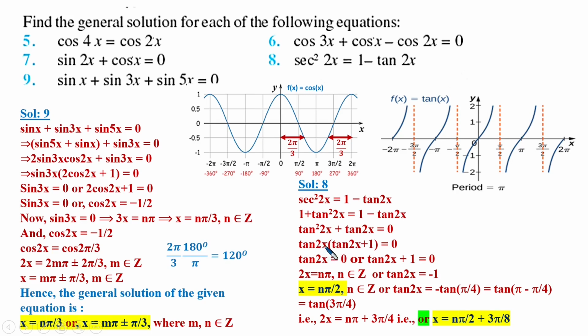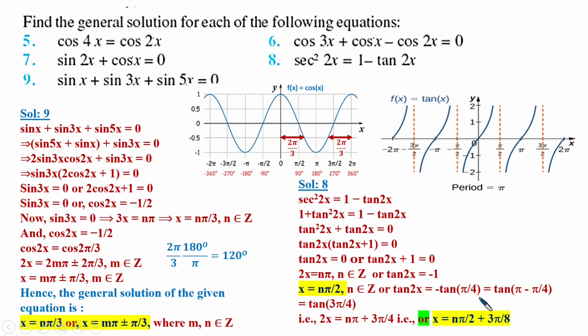So either this tan 2x should be 0 or the whole term in the bracket should be 0. So this is 0 when 2x is equal to n pi, which we have seen here. This is 0 for 1 pi, then 2 pi, then 3 pi. So for n pi it is 0. That means x will be n pi by 2. Here it is. Or tan of 2x equal to minus 1.